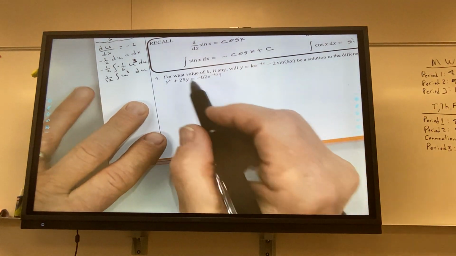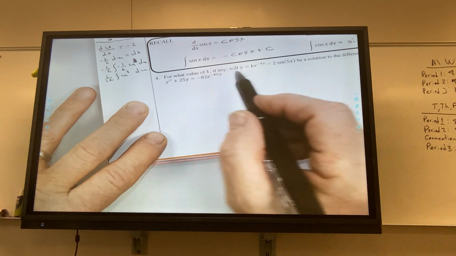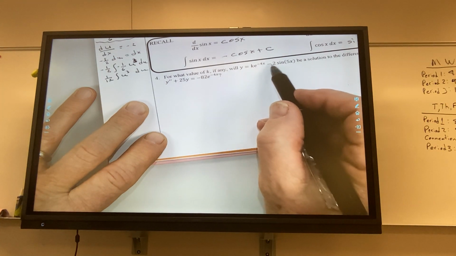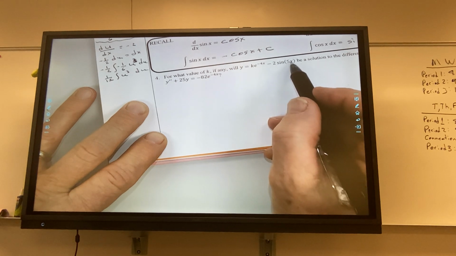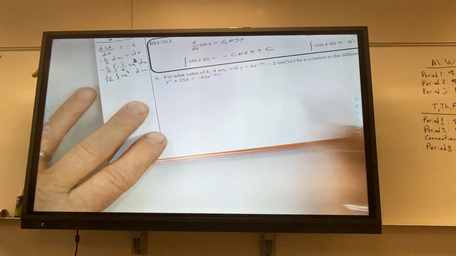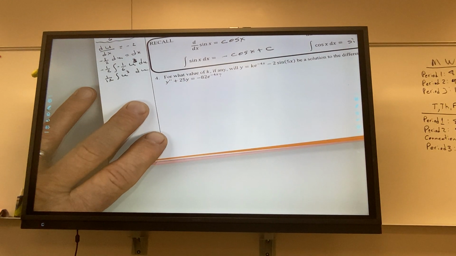Okay, for what value of k will y equal k e to the negative 4x minus 2 sine of 5x be a solution to the differential equation? Oh my gosh, what are we gonna do here? That was scary. I have no idea. Well, I do. Okay, because I've done this problem.